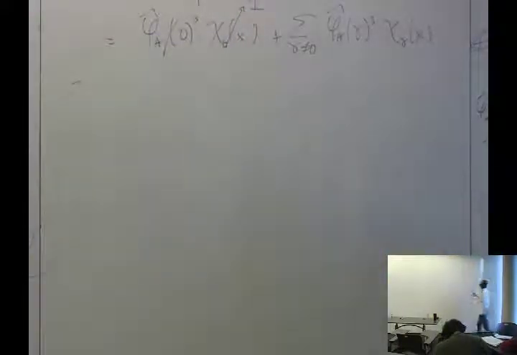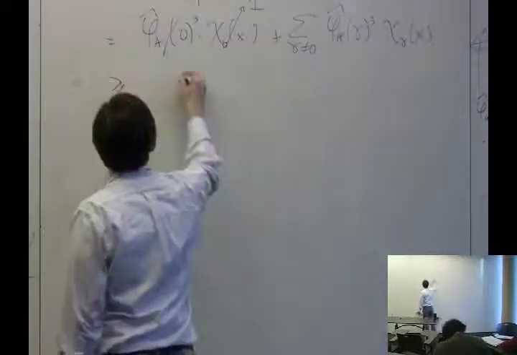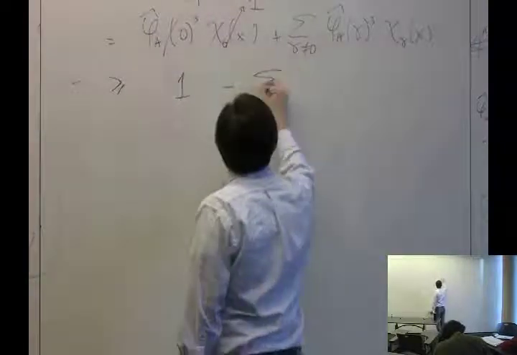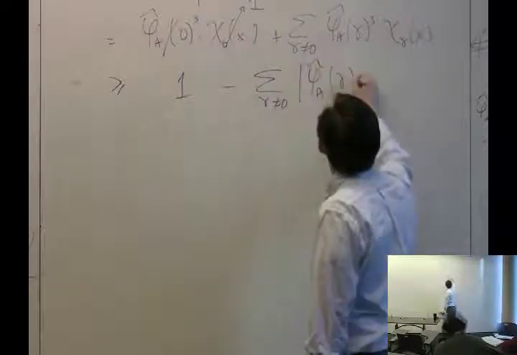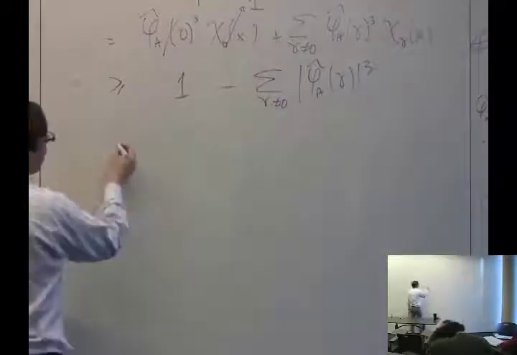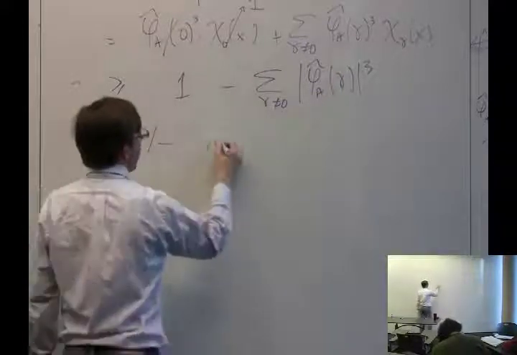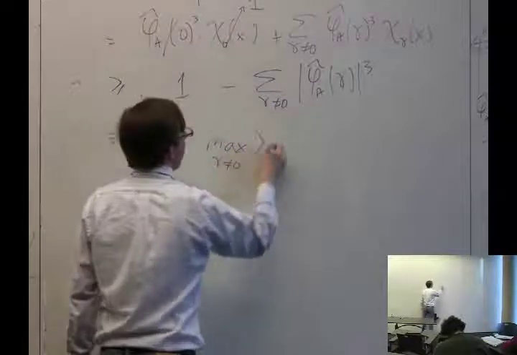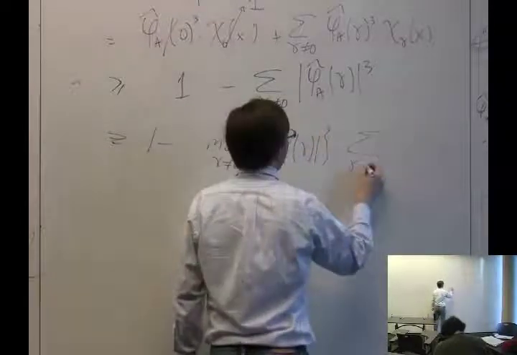Let me just use the fact that this number is either plus or minus 1. So this equals 1, and now I'll do minus the sum of the absolute values. That step's okay, I assume, especially if you remember the homework. Whenever we have this sum of Fourier coefficients cubed, we always do the same thing. This is at least 1 minus, we'll take out 1 with the max, and we'll leave the rest in the sum.